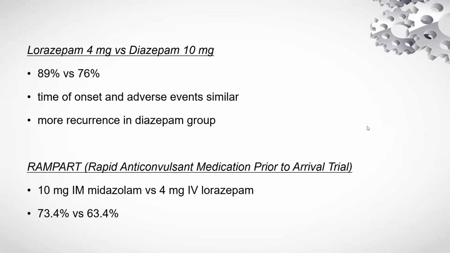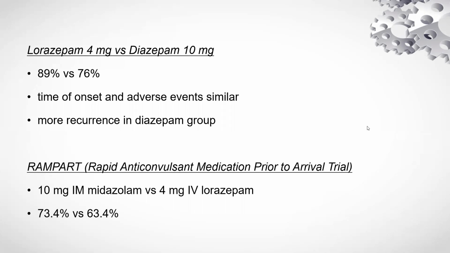In a large-scale study in which lorazepam was compared with diazepam, 4 mg lorazepam was compared with 10 mg diazepam, it was found that the seizure control rate was 89% with lorazepam versus 76% with diazepam. So seizure control is better with lorazepam as compared to diazepam. However, the time of onset and adverse effects were similar, but there were more recurrences in the diazepam group because of redistribution of the drug.